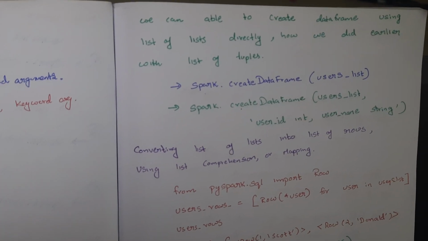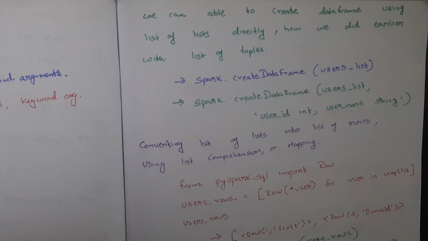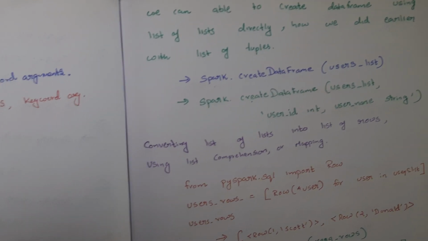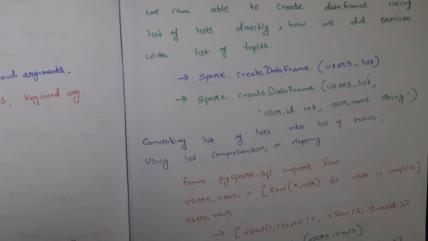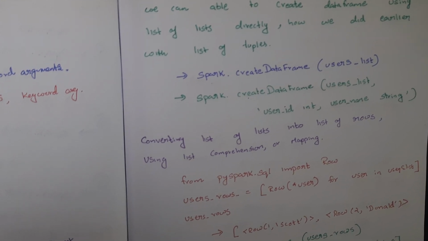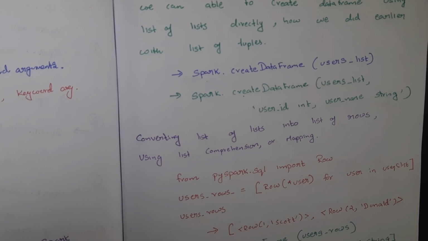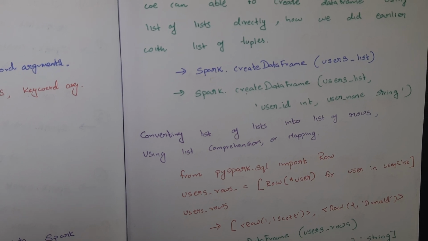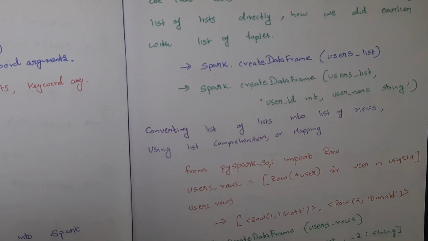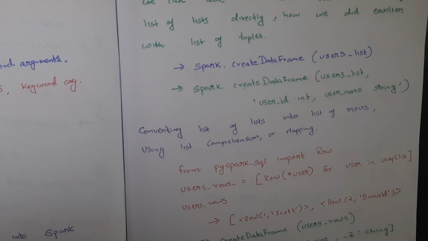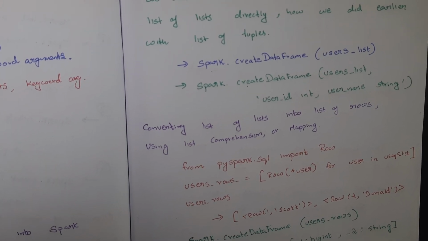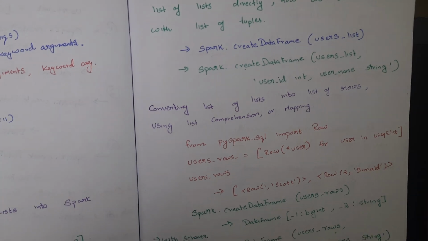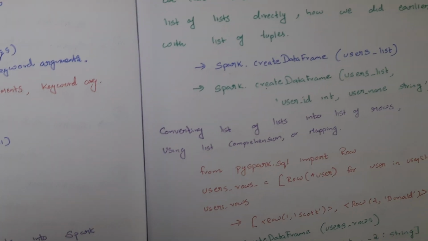We can create a data frame using a list of lists directly. We can do that, and also, as we did earlier, with a list of tuples. So first let's try to create a data frame using this list of lists: spark.createDataFrame(user_list). That creates a data frame with system generated columns. If you want to specifically mention the column name and data type, you can use spark.createDataFrame(user_list) with the column name like user_id and its data type, and another column name, username, whose data type is string.